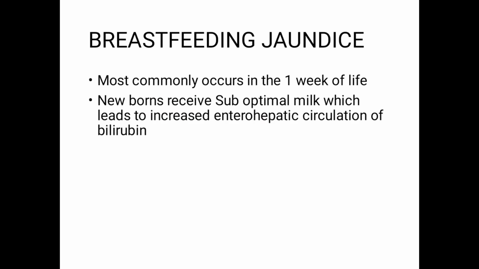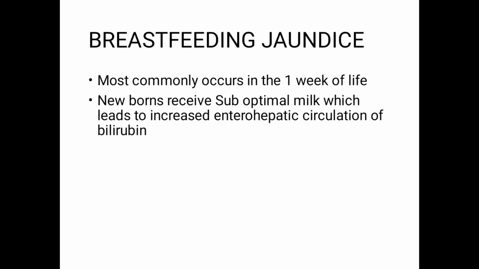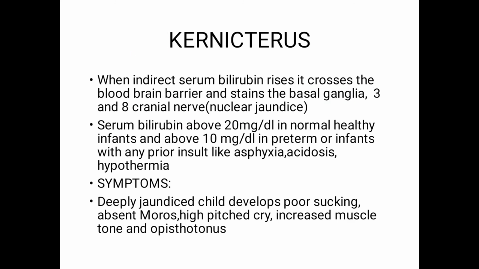Breastfeeding jaundice. This is different from breast milk jaundice, which was due to different substances in the breast milk that were inhibiting the conjugation. In breastfeeding jaundice, it's basically due to inadequate feeding. So it occurs in the first week of life. That inadequate feeding actually causes increased enterohepatic circulation of bilirubin and ultimately large amounts of bilirubin in the blood. So the newborn receives suboptimal milk, which leads to increased enterohepatic circulation of bilirubin.